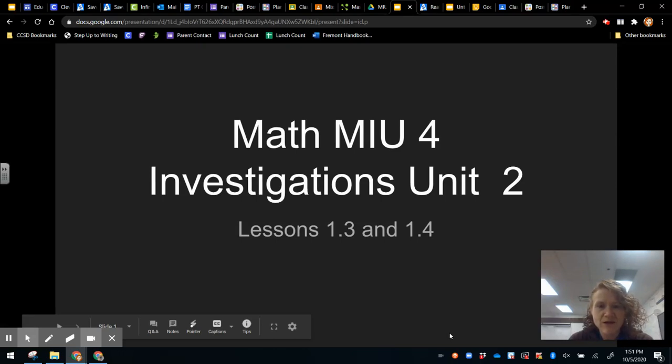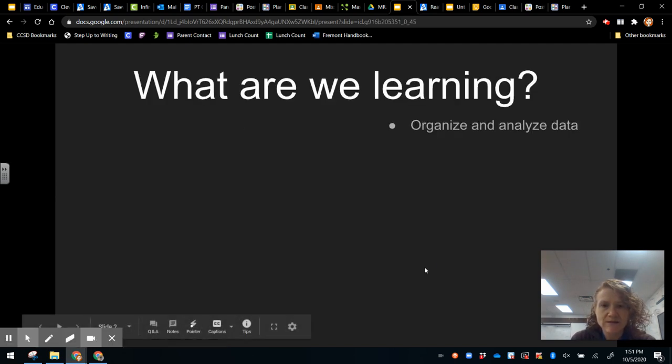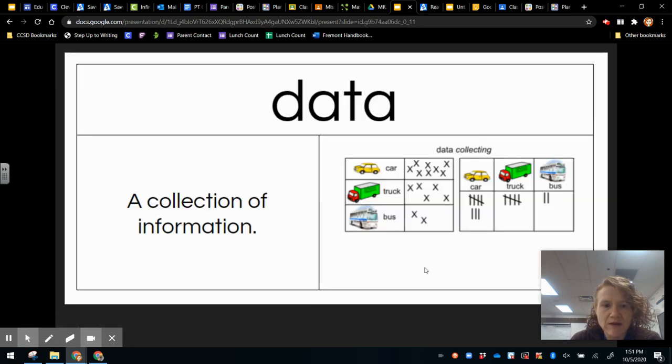Hello, third graders. We're going to be reviewing what you did in class when it came to talking about data. So we're looking at organizing and analyzing data. Data is just a collection of information, and there are different ways to collect that data.